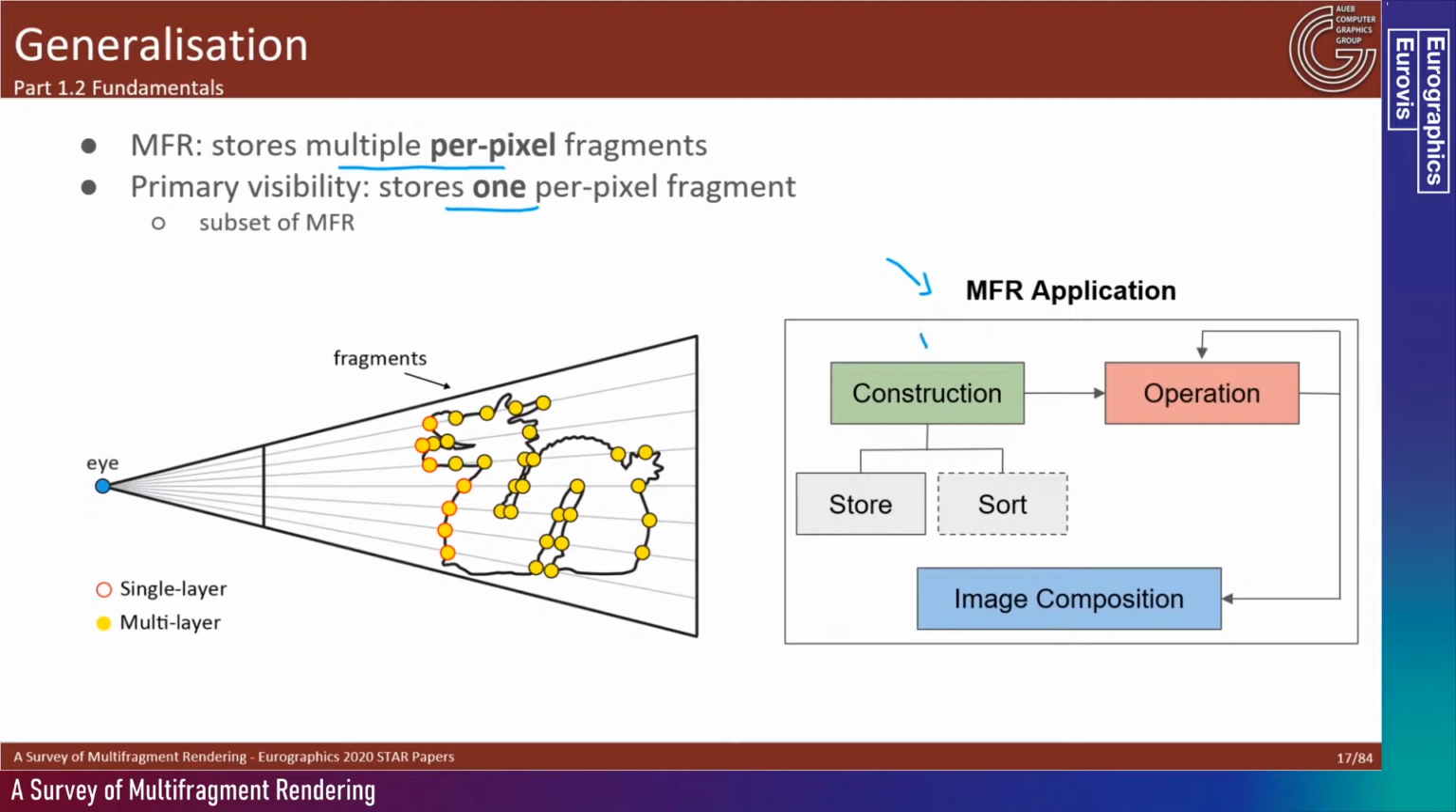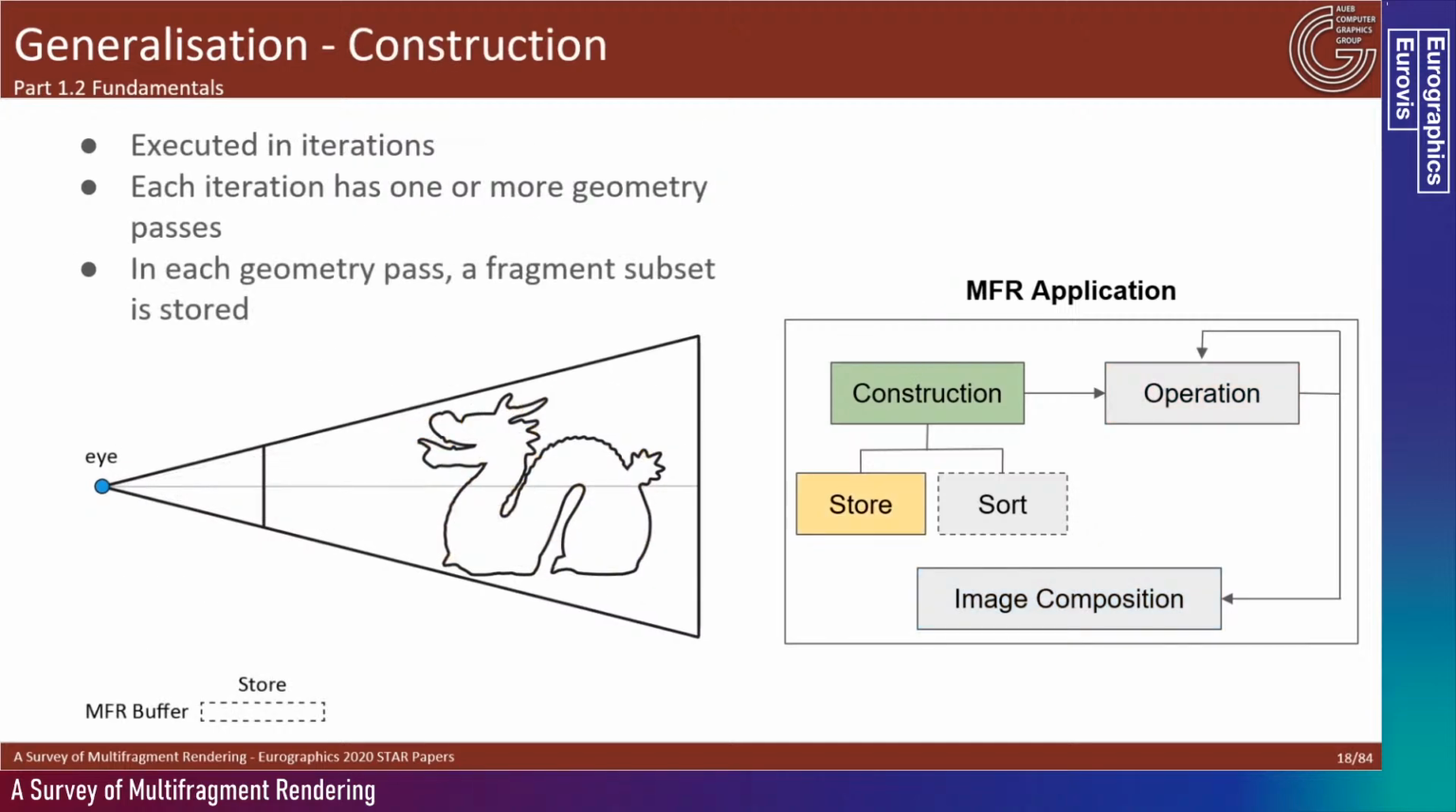First is construction. Then this is followed by one or more sets of operations applied on the fragment sets, and finally image composition, which composes the final image. And all these operations are actually defined by the context of the particular operation in mind. The construction step is responsible for generating and storing multiple per pixel fragments through a traditional rasterization procedure that is repeated according to a fixed number of iterations.